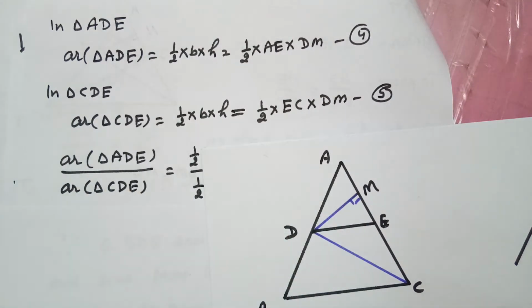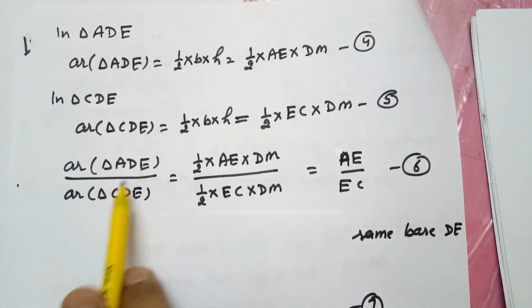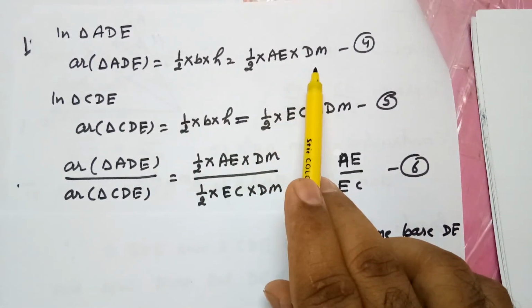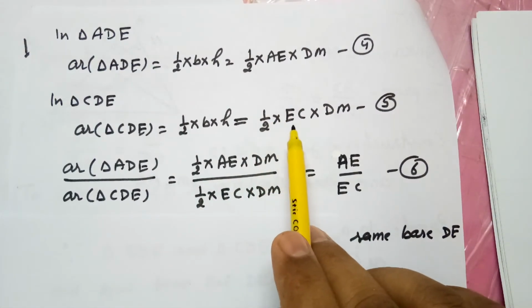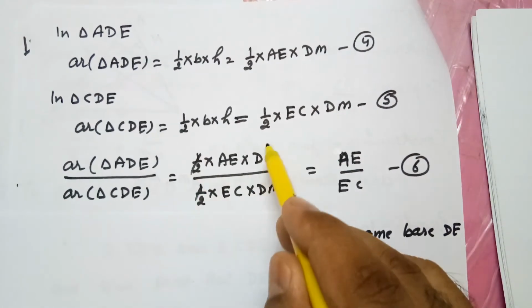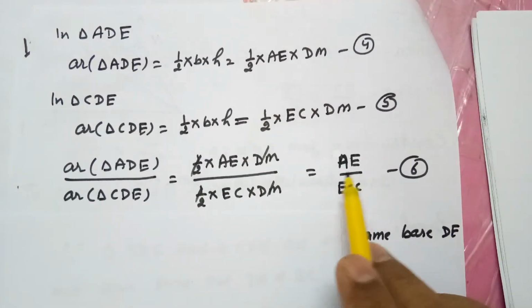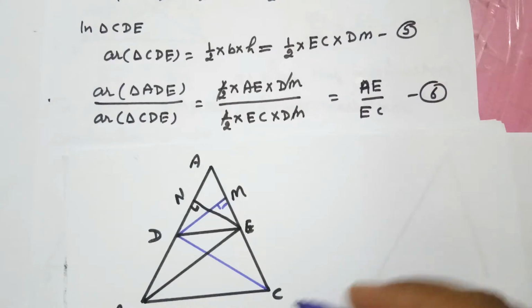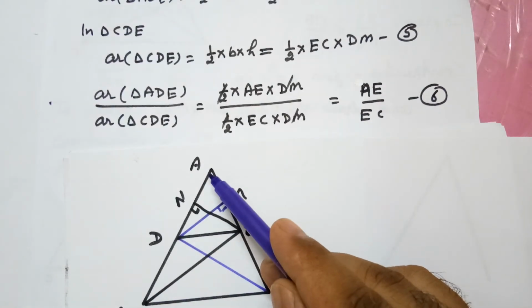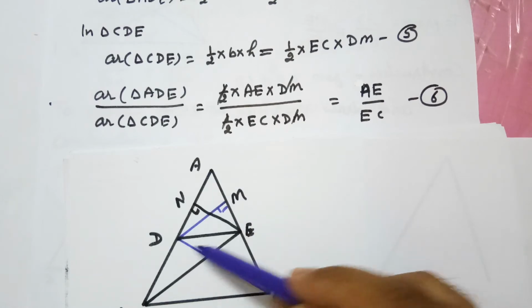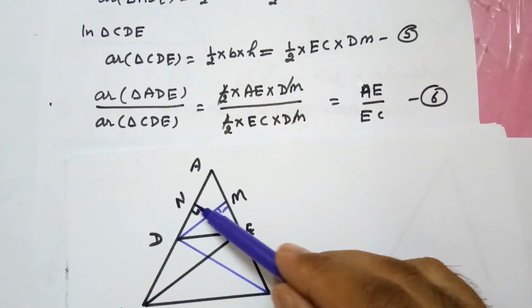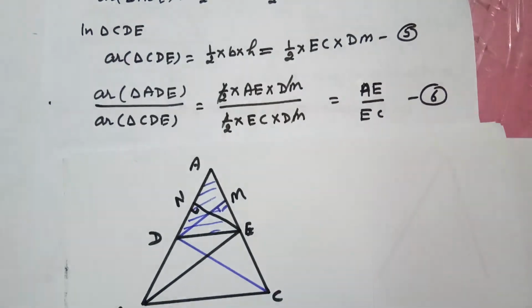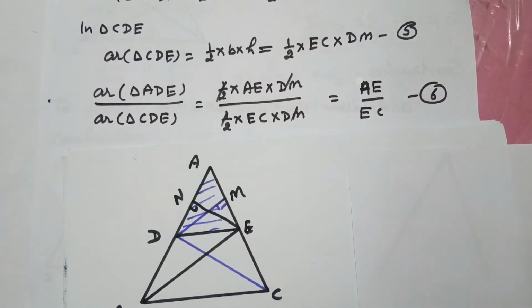Now we will find the ratio of these again. Area ADE over area CDE equals half into AE into DM over half into EC into DM. Here the half and DM will cancel each other, so we are getting AE over EC. Now from equations 3 and 6, if you see here, in the numerator we are getting area ADE. One time EN is perpendicular, the second time DM is perpendicular.